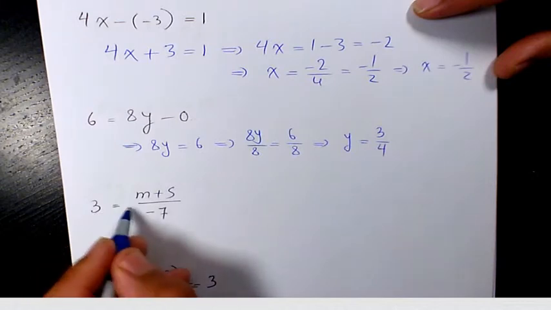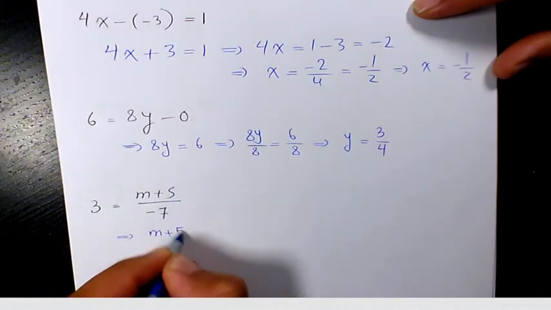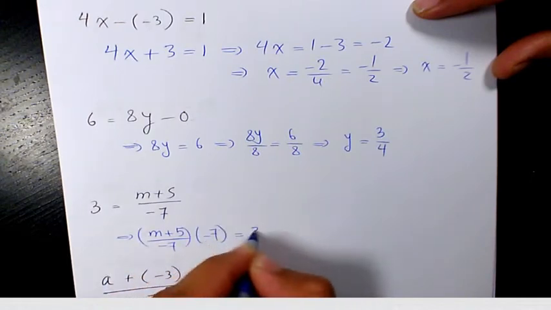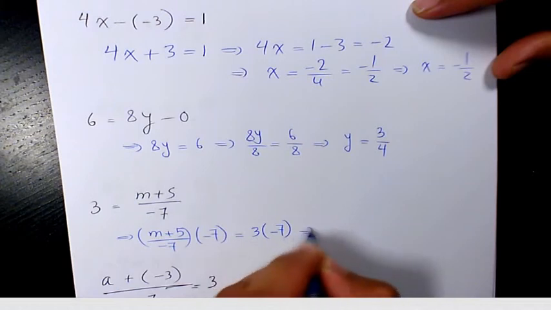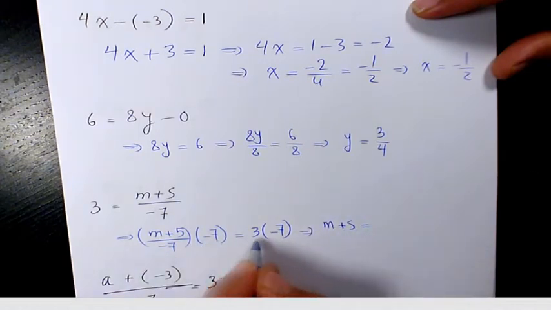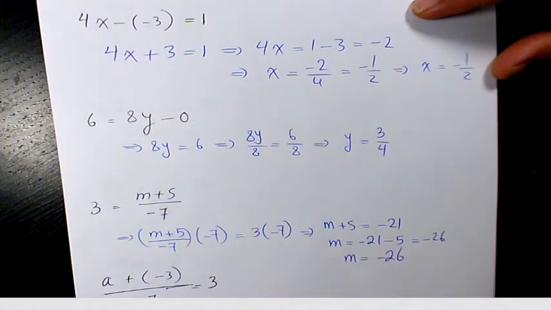Next one, 3 equals to m plus 5 divided by negative 7. What I need to do, I need to multiply both sides by negative 7 in order to get rid of the denominator. So 3 times negative 7. Negative 7 and negative 7 cancel out. m plus 5 will be negative 21. So m will be negative 21 minus 5, which is negative 26. So m is negative 26.